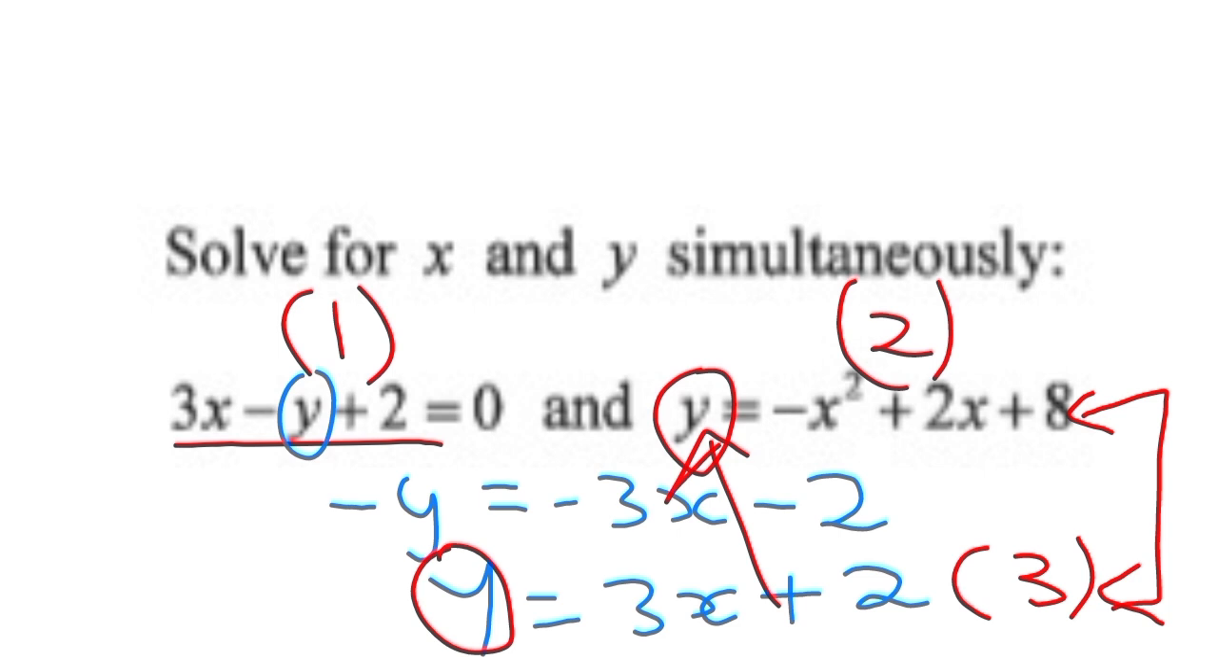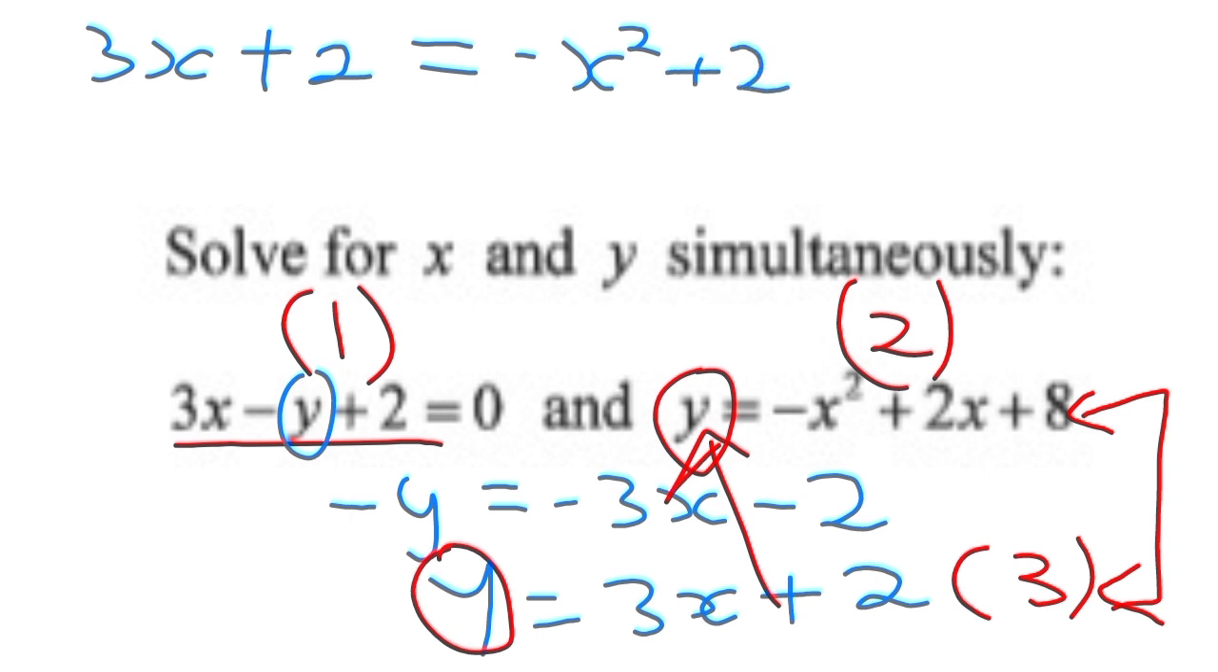So this is what we are going to have when we equate. We're going to have 3x plus 2 equal to negative x squared, yes, negative x squared, good people, plus 2x plus again 8. So this is it, good people.